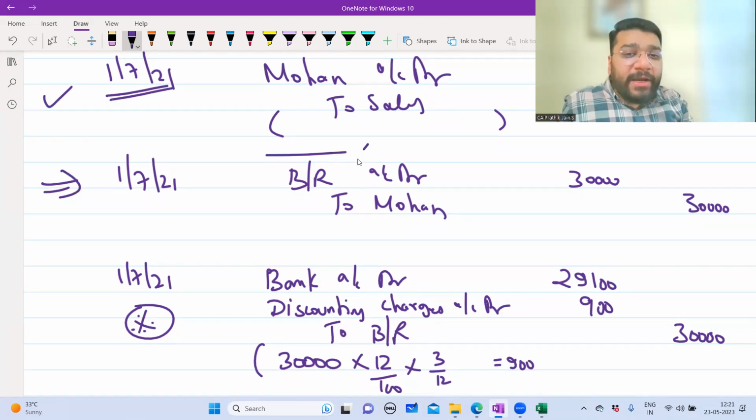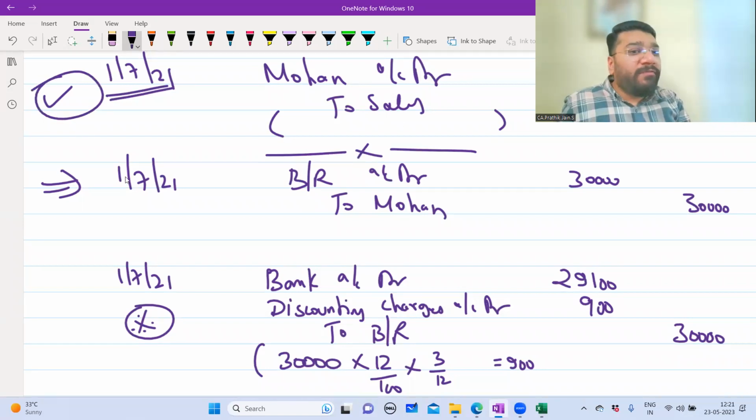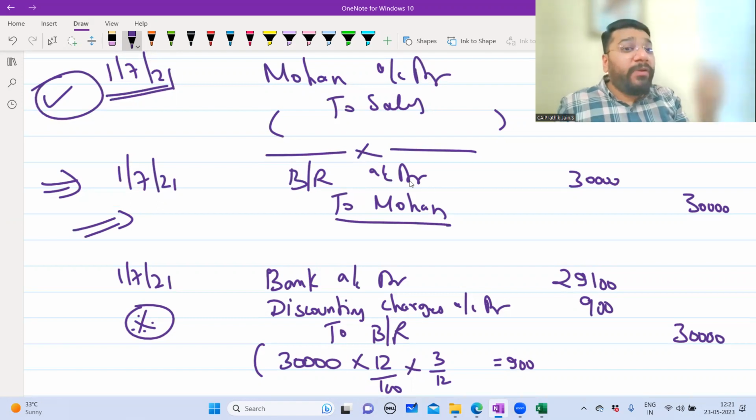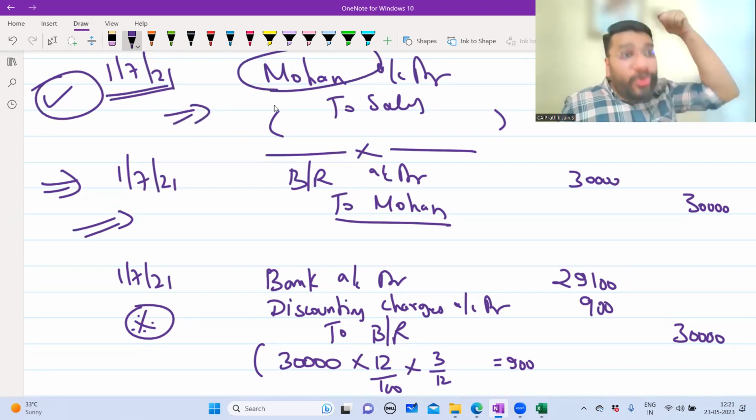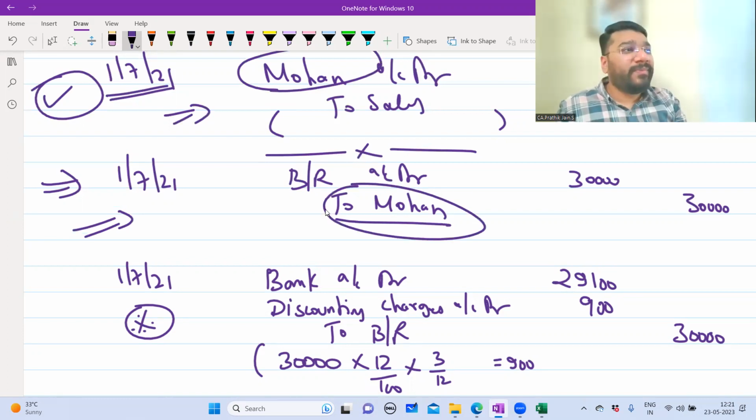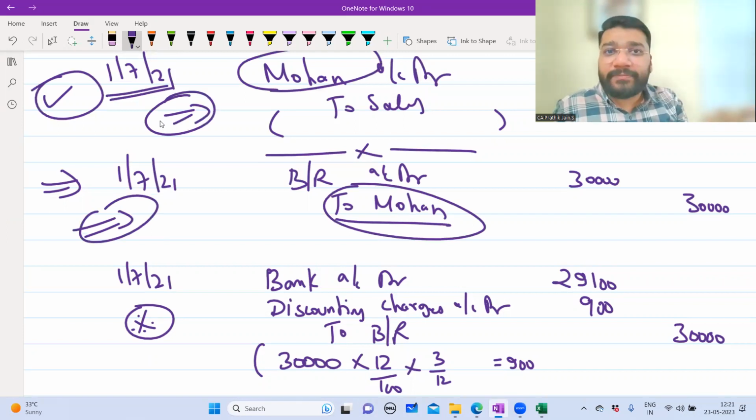But for me, guys, if I don't teach you the first entry, will you not get confused why bills receivable is debited, why unnecessarily Mohan is created? Now, when I did the first entry, you understood that the Mohan account was already opened. To close, we are crediting Mohan. So to understand the second entry, don't you think the first entry is relevant? So that's why I've done the first entry.